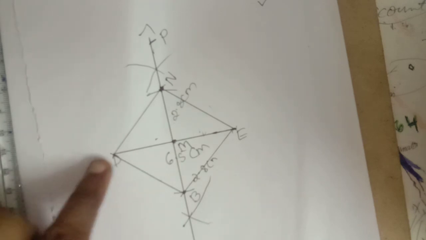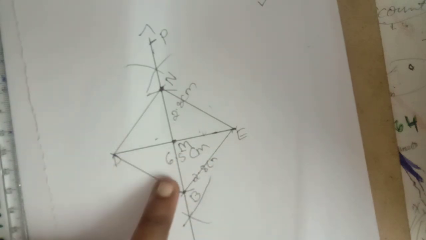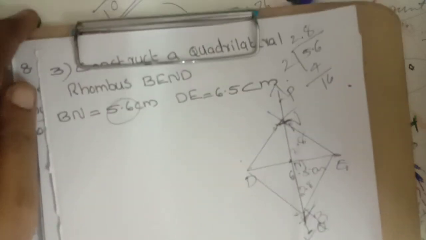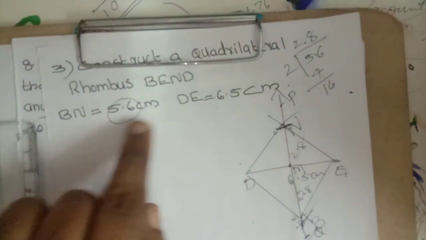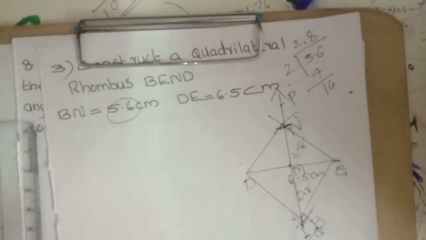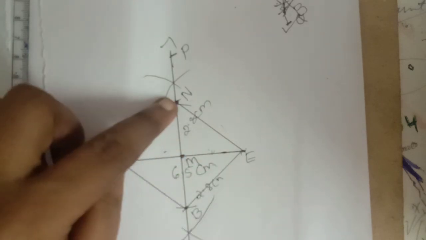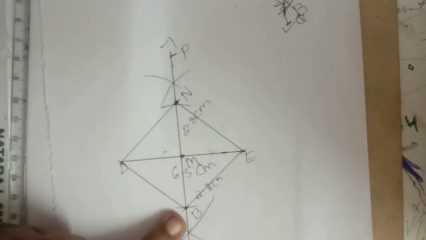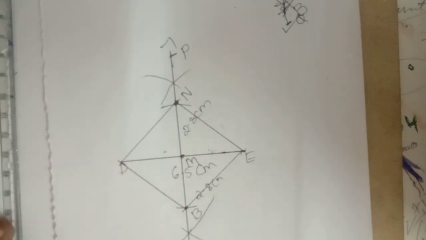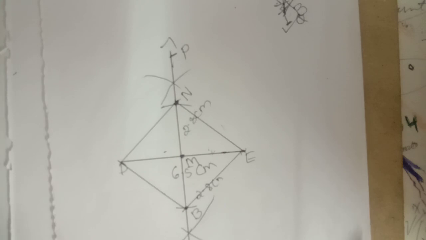That's why we can say DE is a diagonal. In this question they did not give the side value; they gave two diagonal values. Which are the two diagonals? BN and DE are the two. So DE is one diagonal and BN is the second diagonal value they gave. The side value is not given. That's why in this way we did the perpendicular bisector drawing and completed this question.